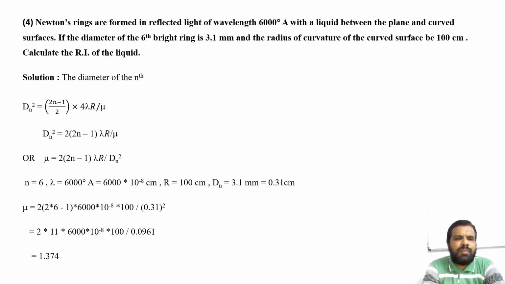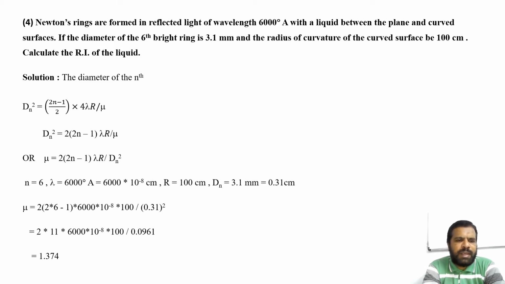Solution. The diameter of the nth ring dn square is equal to (2n minus 1) divided by 2, into 4 lambda r divided by mu. dn square is equal to 2 into (2n minus 1) lambda r divided by mu, or mu is equal to 2 into (2n minus 1) lambda r divided by dn square.